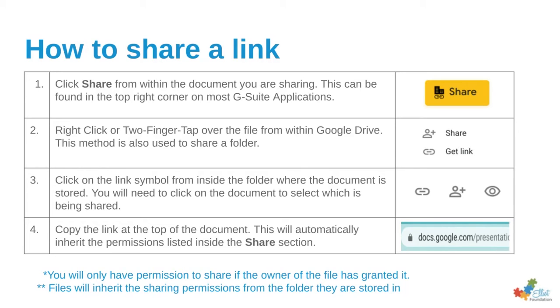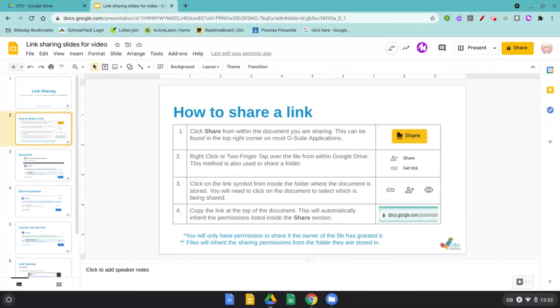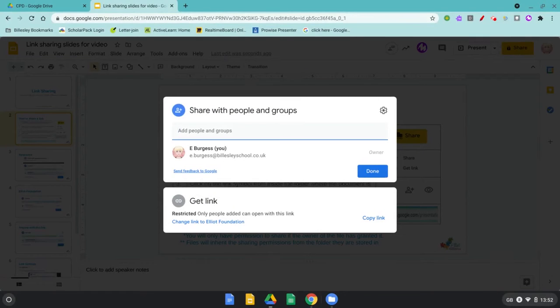The first option is to click Share from within the document you are sharing. Up here, I can see the option to share. At the bottom of this pop-up, it says Get Link. And on the right-hand side, I'm given the option to copy the link. Once I copy that link, it goes onto my clipboard. And then I'm able to paste it into a new location. This might be an email or another document. We're going to go through some of the advanced settings for getting the link later on in the video.